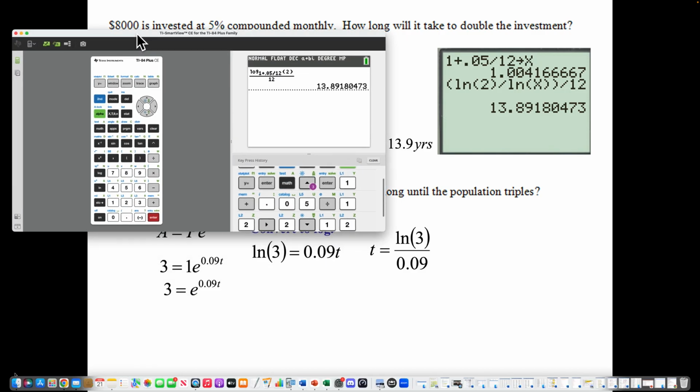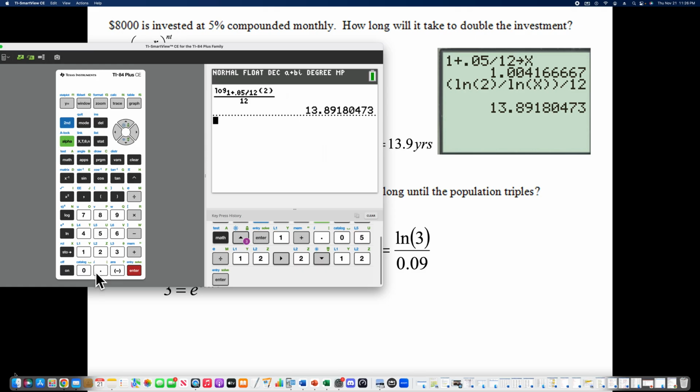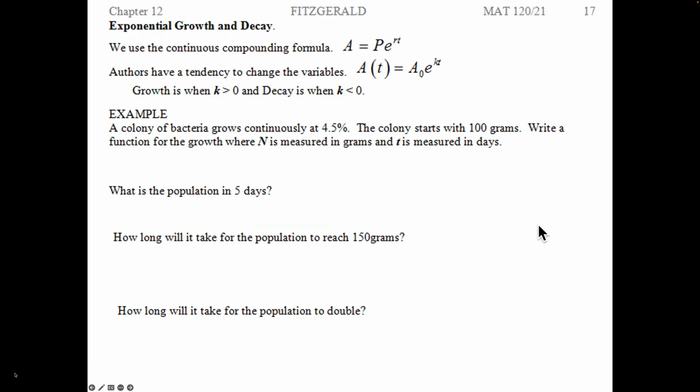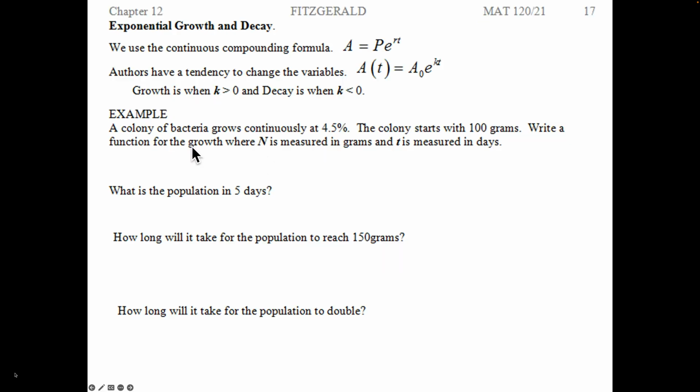So if I went to my calculator here, I could go literally natural log of 3, close the parentheses, divided by 0.09. Enter. 12.2 years. That's our final answer. All right, over here, exponential growth and decay.